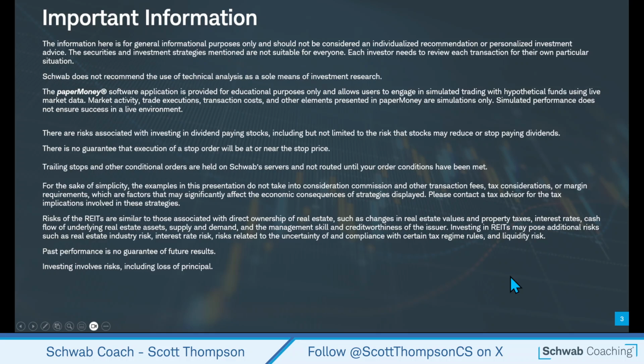Before we get started, let me remind everyone our presentation today is for educational purposes, not a recommendation of any particular investment or investment strategy. Schwab does not recommend the use of technical analysis as the sole means of investment research. And remember, all investing involves risk, including the loss of principal.